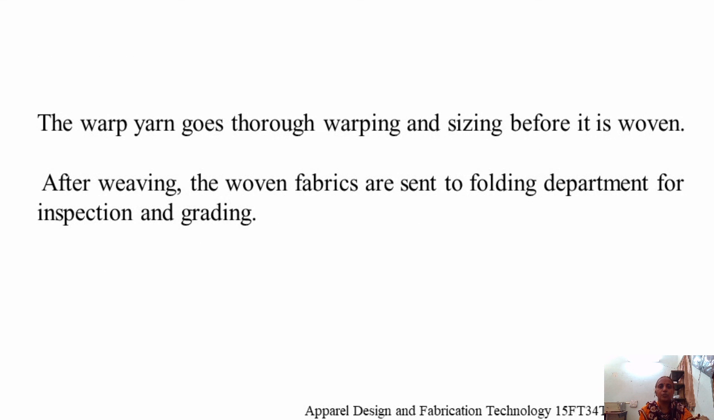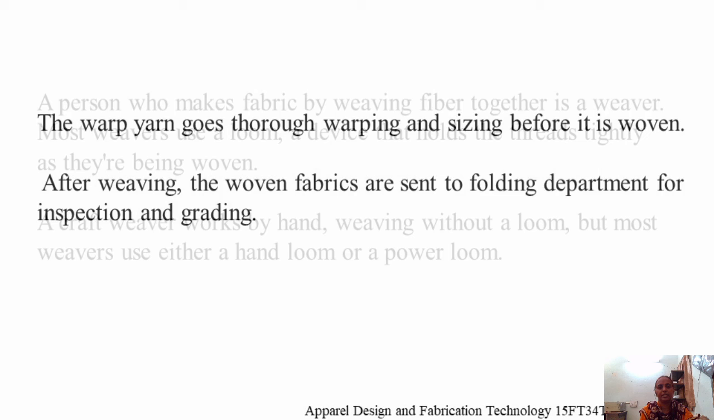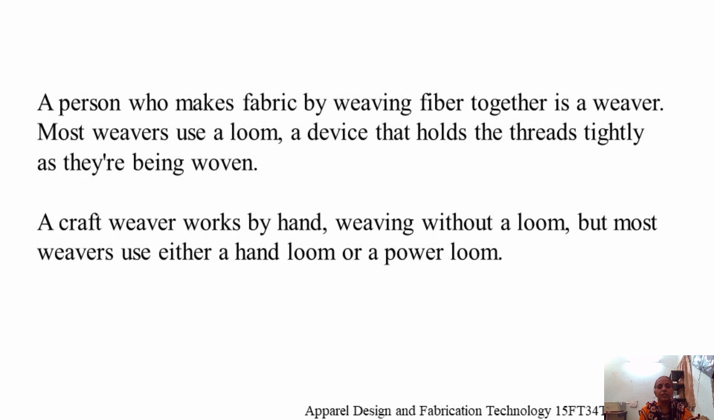The warp yarn goes through warping and sizing before it is woven. After weaving, the woven fabrics are sent to the folding department for inspection and grading. After weaving completion, the fabric is sent to the folding department for the inspection and grading of the fabrics. So before this, while selecting the warp yarns, warping and sizing are done to those yarns.